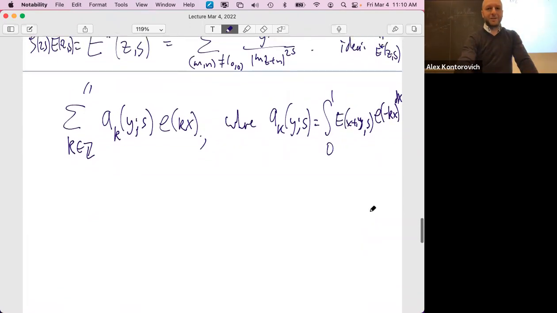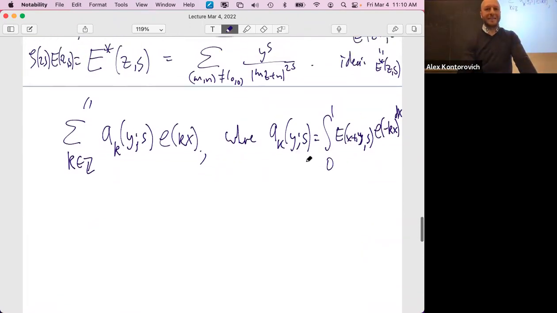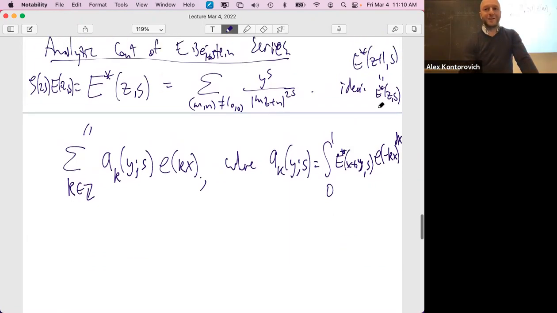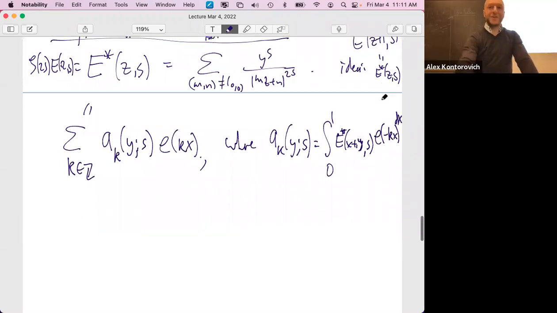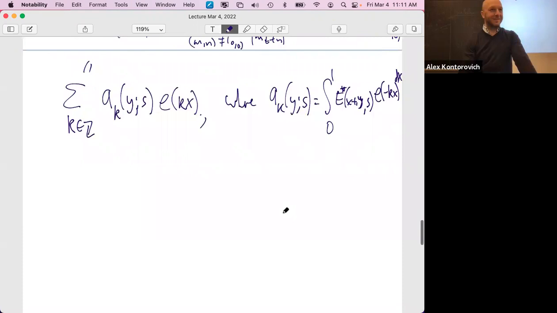Right? That's just what the k-th Fourier coefficient is by definition, with a star. Integrating from 0 to 1 is fine, since the function is invariant under x goes to x plus 1. I'm integrating over the circle, exactly. Okay, so we have to work out what this is.